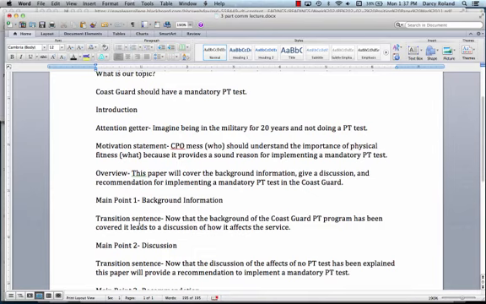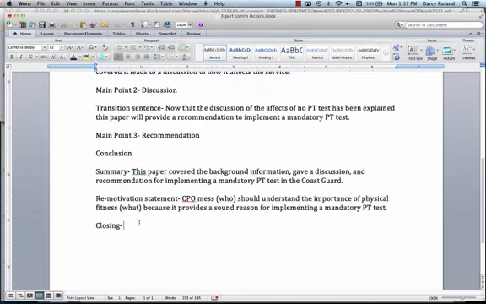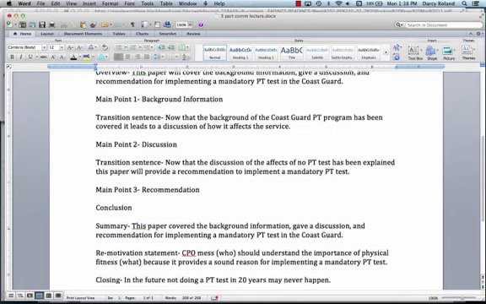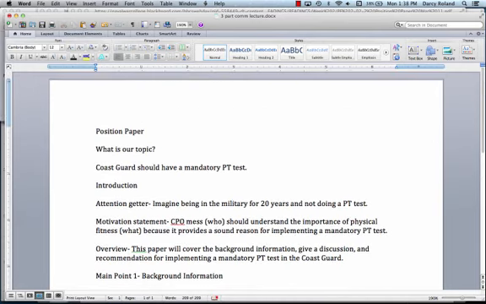So imagine being in the military for 20 years and not doing a PT test. I just kind of made something up. So in the future, not doing a PT test in 20 years may never happen. So this is pretty much the nutshell of how to do the three-part communications when you're writing.